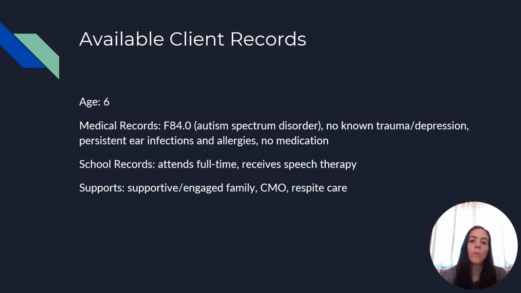Okay, so I will begin with the available client records. The client is a 6-year-old female with a diagnosis of autism spectrum disorder, which is DSM-5 code F84.0. The client is in first grade and attends school full-time, Monday through Friday, 8 a.m. to 2 p.m. She also receives speech and language therapy in school. The client has no known trauma history and shows no signs of depression.